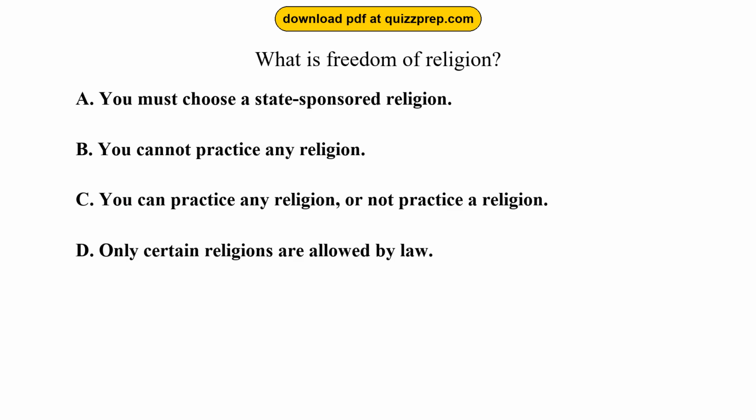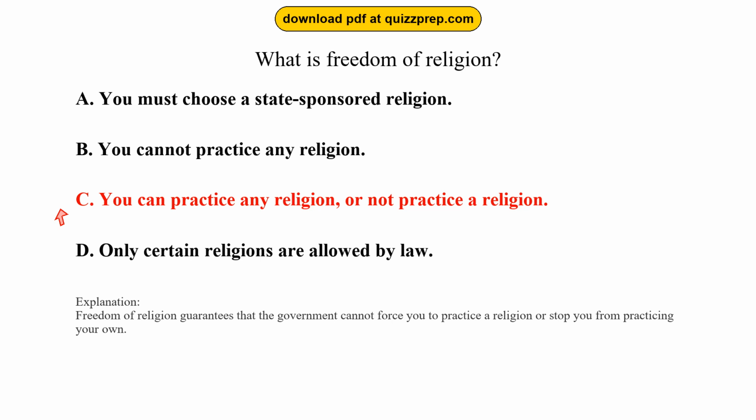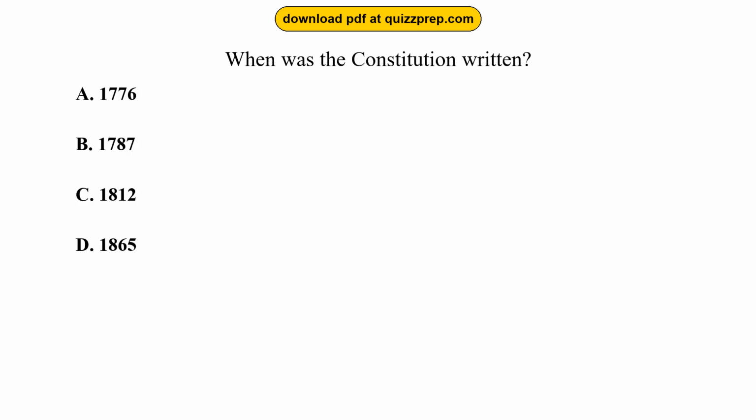Question 60. What is freedom of religion? Option A, you must choose a state-sponsored religion. Option B, you cannot practice any religion. Option C, you can practice any religion, or not practice a religion. Option D, only certain religions are allowed by law. The correct answer is option C. You can practice any religion, or not practice a religion. Freedom of religion guarantees that the government cannot force you to practice a religion or stop you from practicing your own.